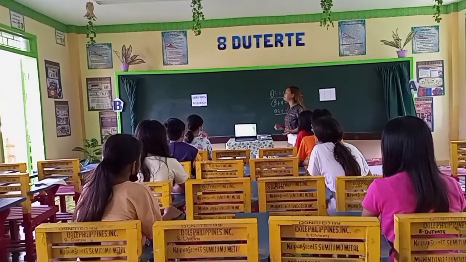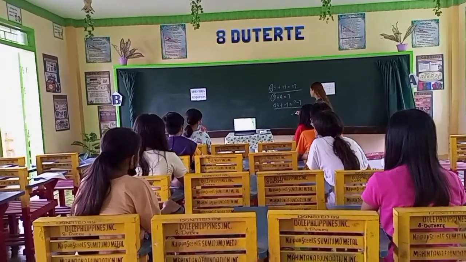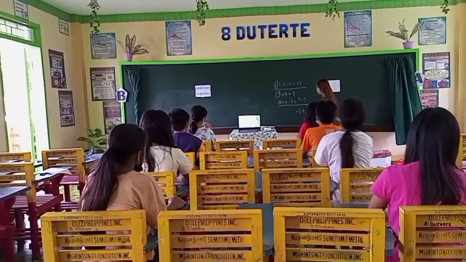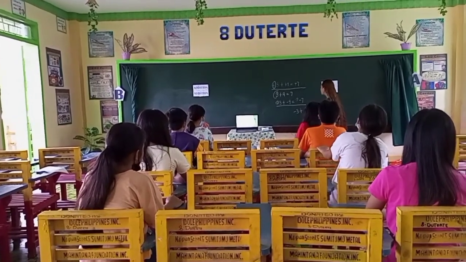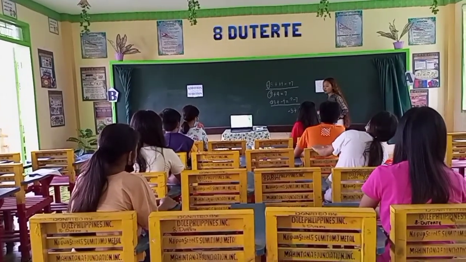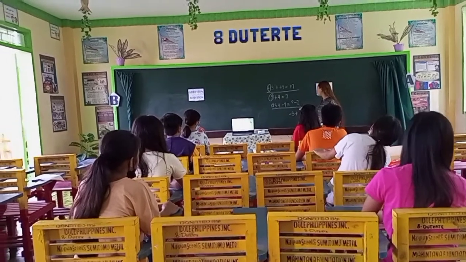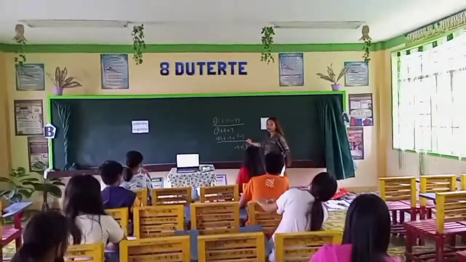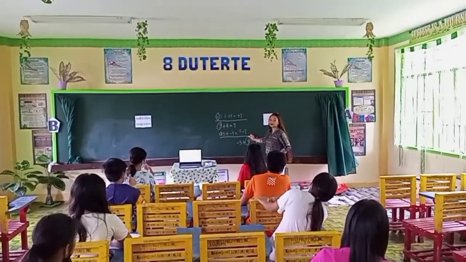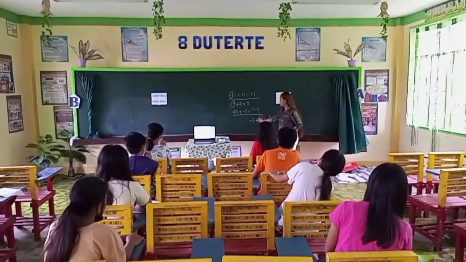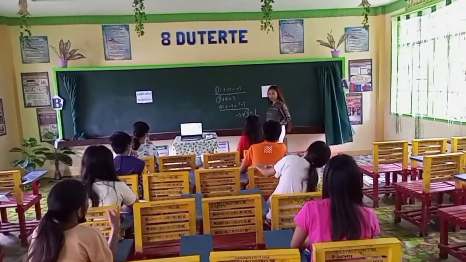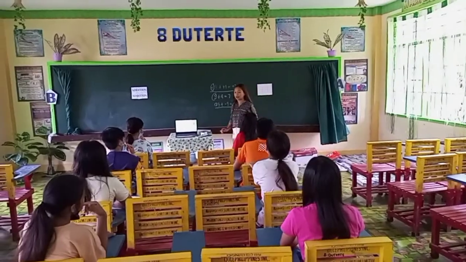For example, negative 3 plus positive 4 equals positive 1. Why? Because 4 has the highest value and then yung sign ng 4 is positive, kaya naging positive 1. So, yun lang ang ibig sabihin ng third rule, I mean.